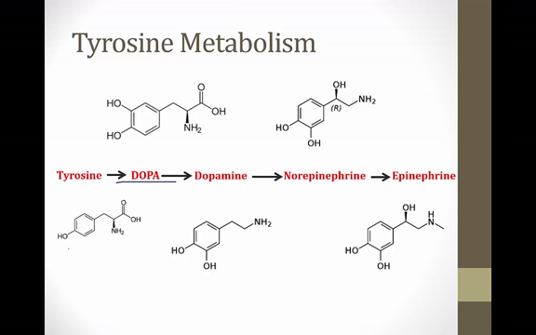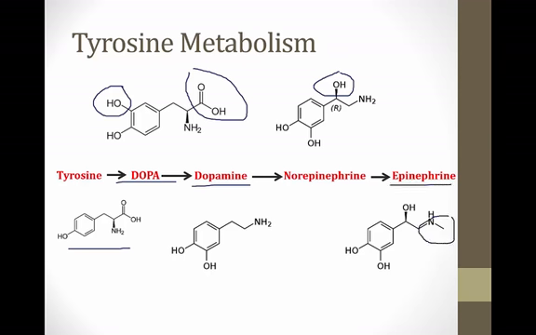DOPA differs from tyrosine only by the addition of a hydroxyl group, as I've circled right here. From DOPA, you can synthesize a molecule of dopamine by removal of the carboxylic acid group at the end of the molecule. Dopamine can be converted into norepinephrine by addition of a hydroxyl group. And then finally, from norepinephrine, you can synthesize epinephrine by addition of one methyl group to the end of the molecule. So you can see that one structure on the screen here differs from another by a slight change to the underlying molecule.